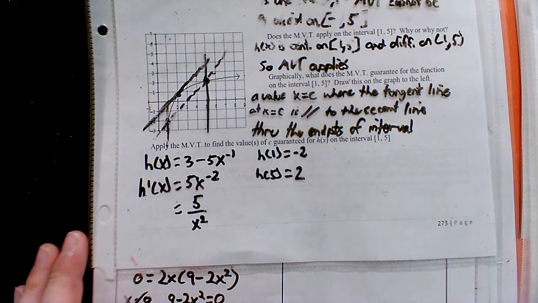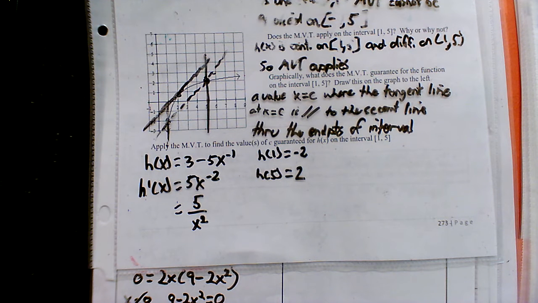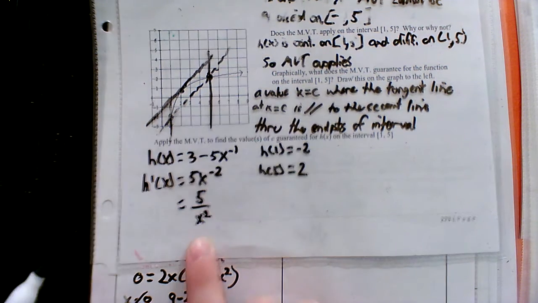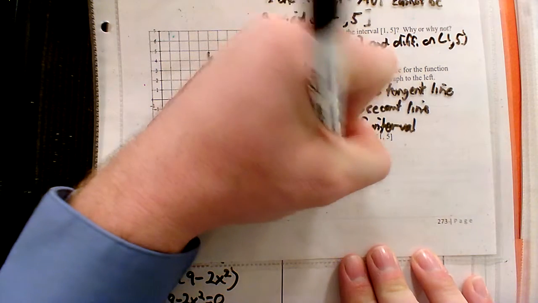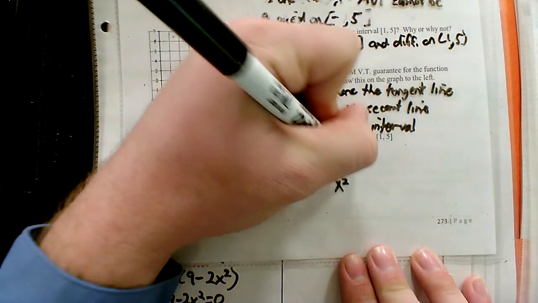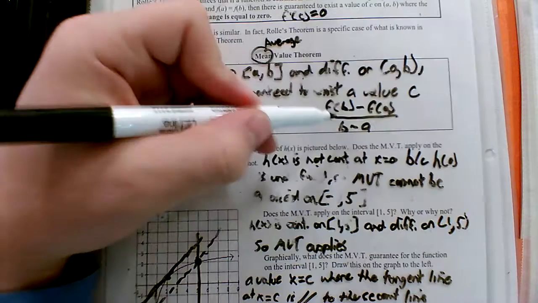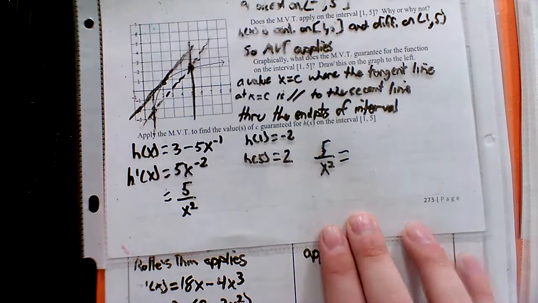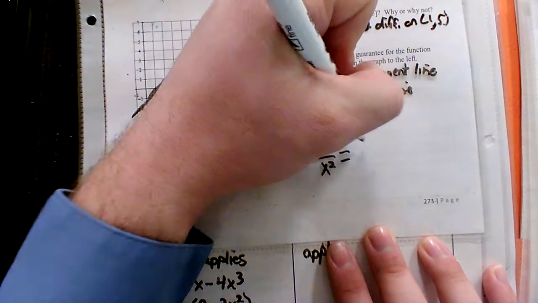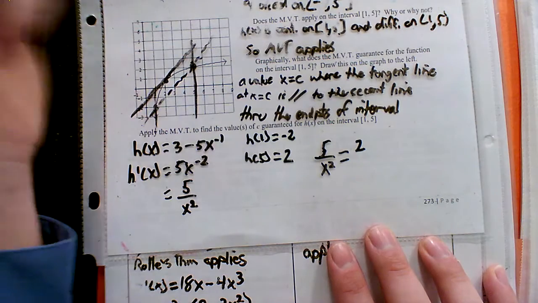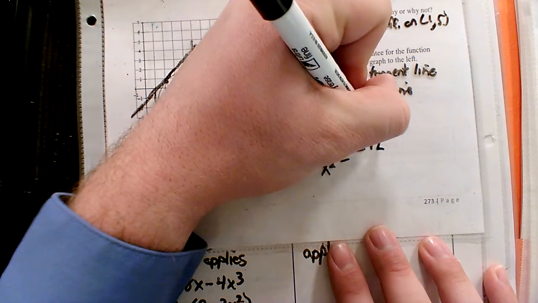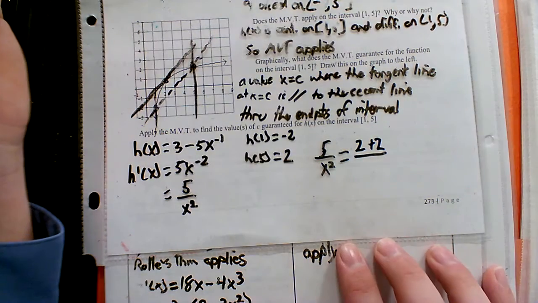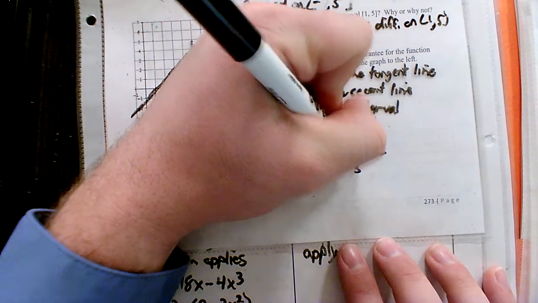Okay. So from up above, if you look back at the definition, we know the derivative has to be equal to the average. Well, the derivative we found, that's 5 over x squared. It has to be equal to the average, so that's f of b minus f of a over b minus a. So f of b is 2, minus negative 2 is plus 2, over 5 minus 1.